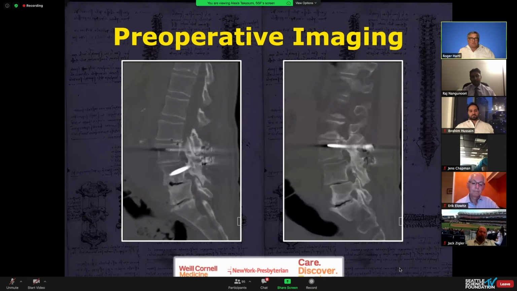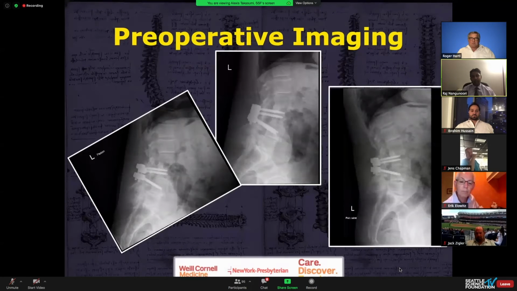This is a CT scan, again, demonstrating the fusion mass at L3, L4 on the right and the left sides. You also have vacuum disc phenomena at L4, L5 with the spondy, as I mentioned before, as well as at L5, S1. Flexion extension views did not show any dynamic instability. However, you can see the spondy here pretty clearly.